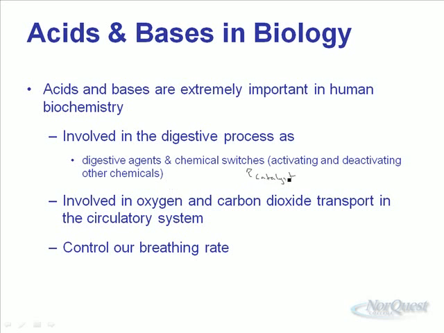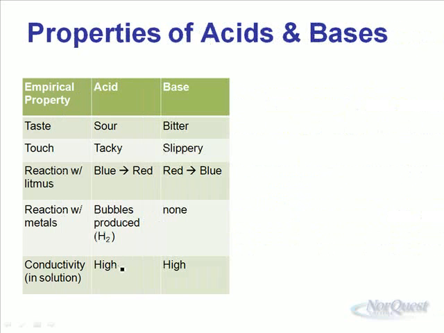Catalyst is the fancy term, but often the pH, or the amount of acid in different parts of our body, determines which chemicals get to do their job inside of our body. So extremely important in digestion. They're also involved in the oxygen and carbon dioxide transport in the circulatory system, and they even help control our breathing rate. So it turns out that the acid level in our blood actually influences when we inhale. So acids and bases are extremely important in biology.